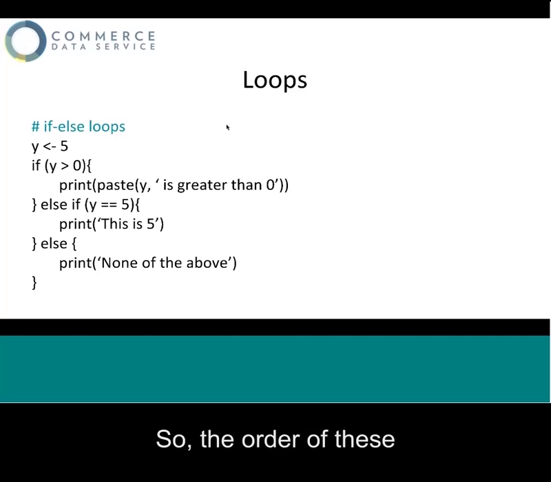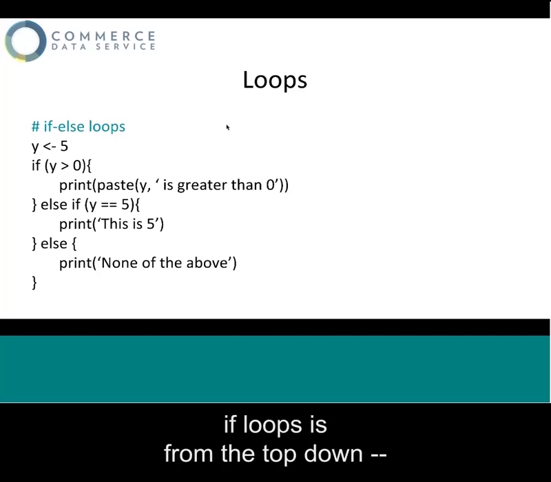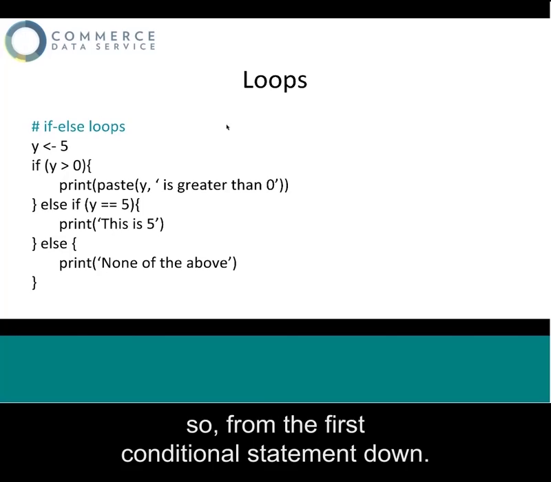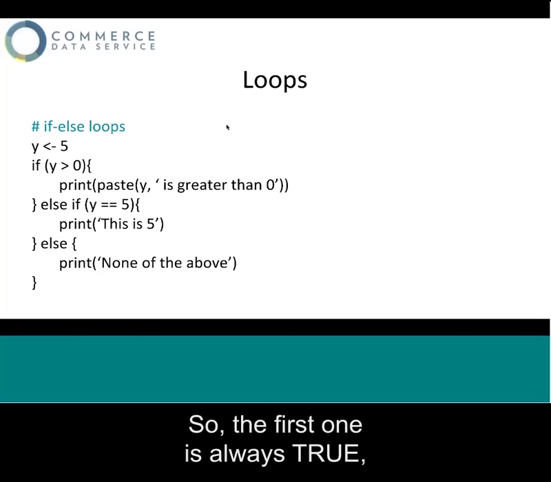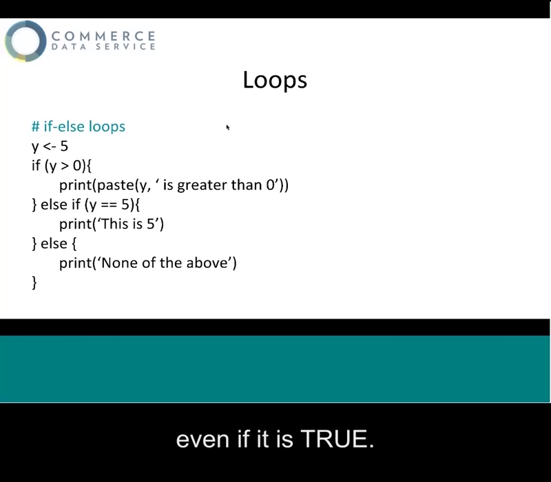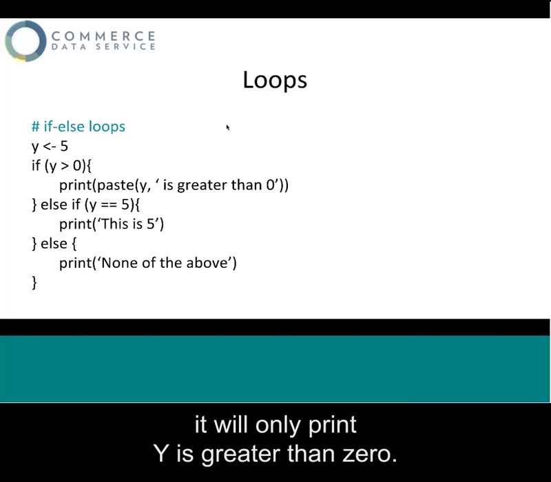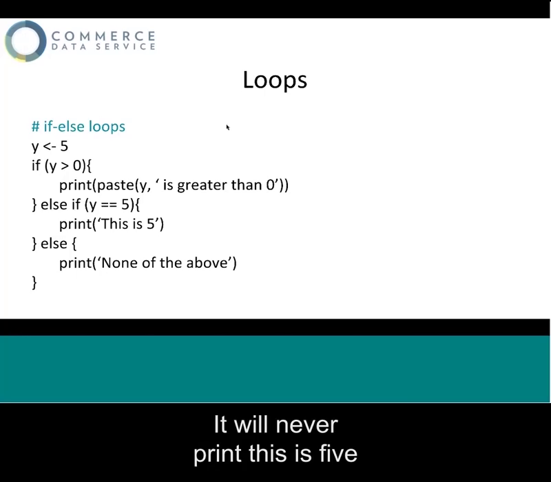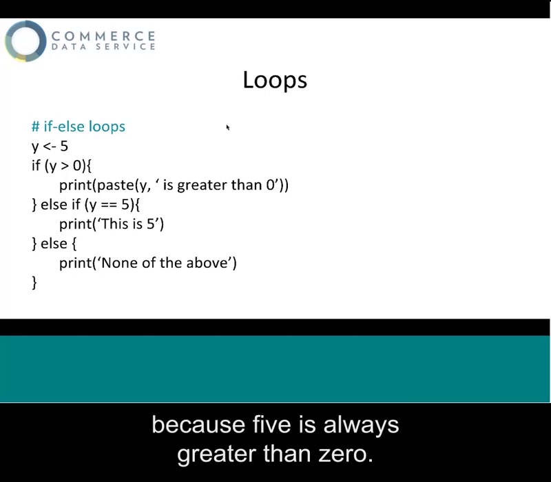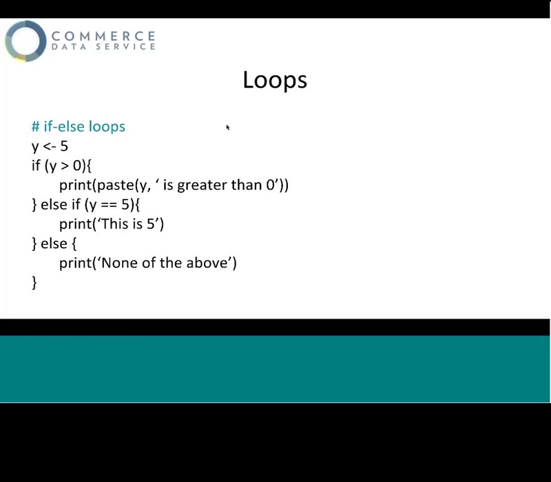The order of these if statements is from top down, from the first conditional statement down. If the first one is always true and it captures everything, the second one will never be hit, even if it is true. It'll only print "y is greater than 0." It'll never print "this is 5," because 5 is always greater than 0.